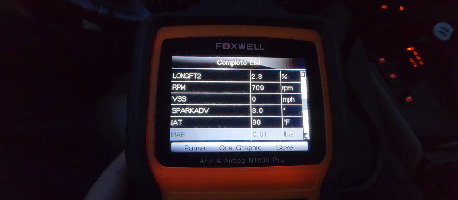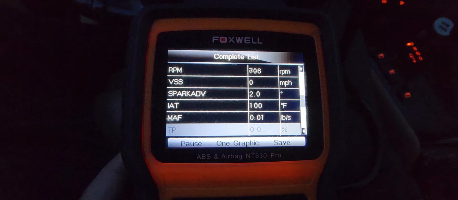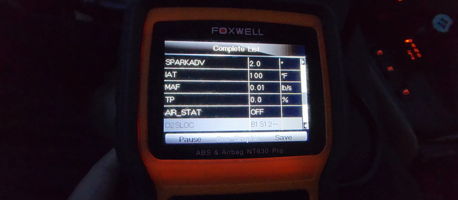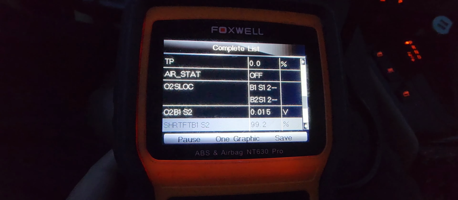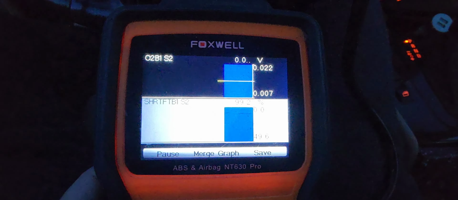Mass airflow sensor. I replaced it. It's a brand new one. Is that how it's supposed to read? 0.01? I don't know. TP airs. Let me see. Can I see a graphic on this one right here? Let me see two graphics.